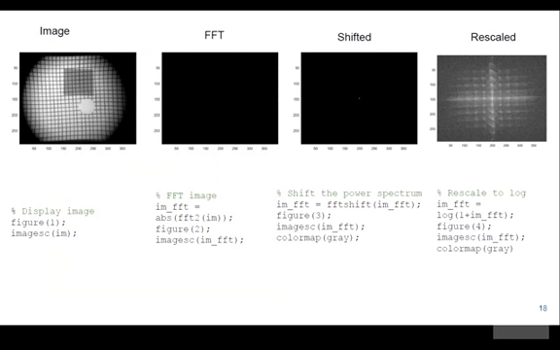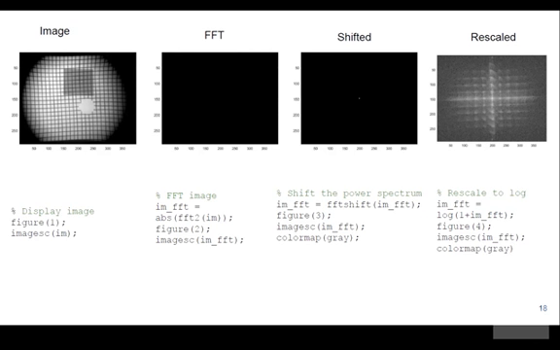So these are some examples. We've seen this image a few times now. I've just displayed the original image. Then if we do a fast Fourier transform of it using this FFT2 function and just display that, we get this. It looks like there's nothing there. But there is actually some information in the corners, though we can't really see it because we've got white there in the corners.